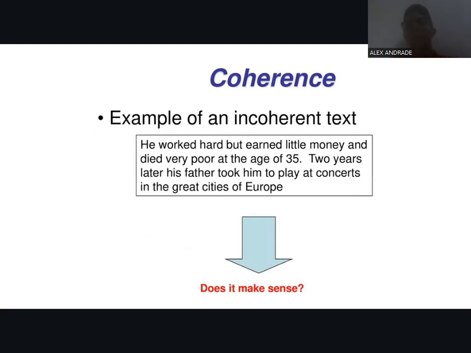Entonces, vemos que primero habla de que trabaja duro, de que gana poco dinero, murió muy pobre a los 35 años, 2 años después, ya había muerto, ¿no? 2 años después lo llevaron a tocar en un concierto en una gran ciudad en Europa. Entonces, si seguimos la línea de tiempo de la persona de la que estamos hablando, no tiene coherencia.